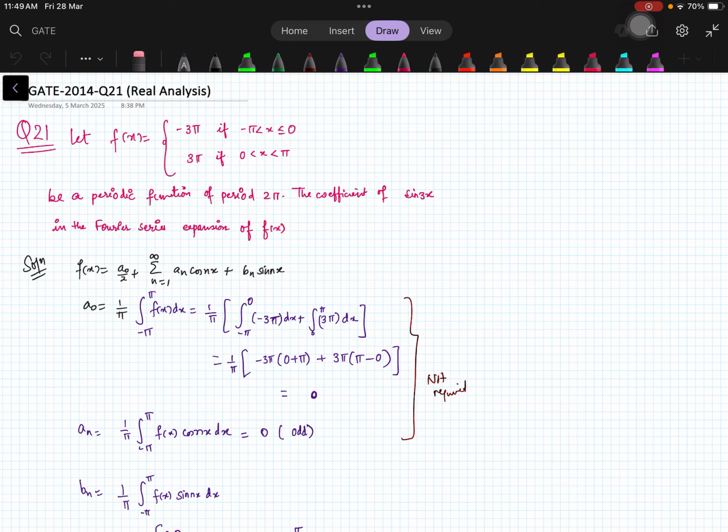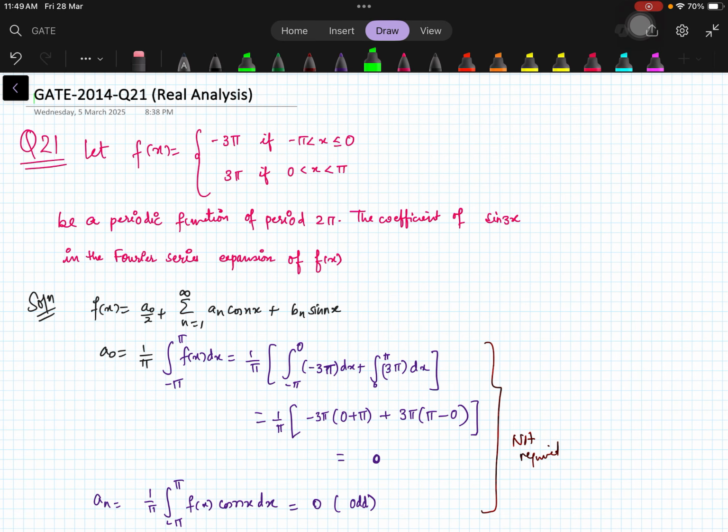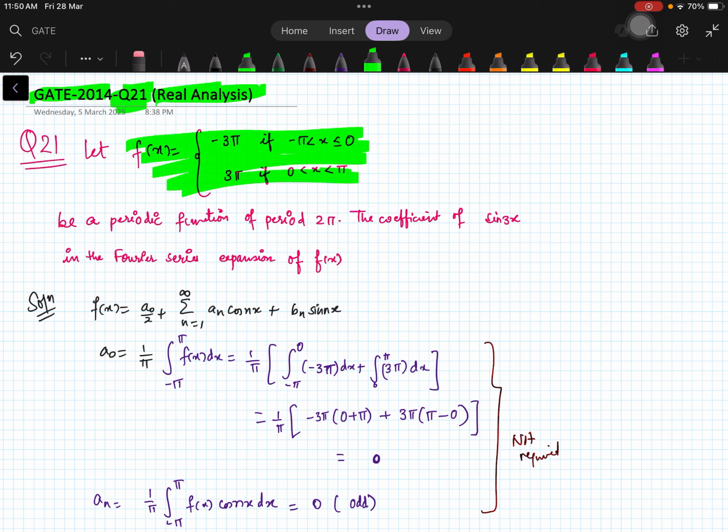Here we are discussing a question which was asked in GATE 2014, question number 21, and it is based on real analysis. So let us see what the question is. It says that let f of x be this function which is minus 3 pi for minus pi less than x less than or equal to 0, and it is 3 pi for 0 less than x less than pi. So be a periodic function of period 2 pi. You have to find the coefficient of sine 3x in the Fourier series expansion of this function f of x.